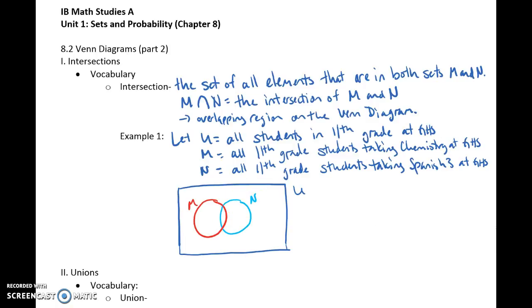And it is totally possible to overlap, right? To be in Spanish 3 and also be in chem. So this pink shaded region is the intersection of M and N. Okay? So those are the students at GHS who are juniors, taking both chem and Spanish 3. All right. So those are intersections. So again, just the overlapping regions.